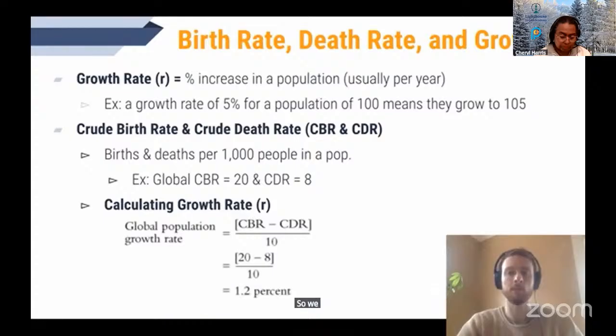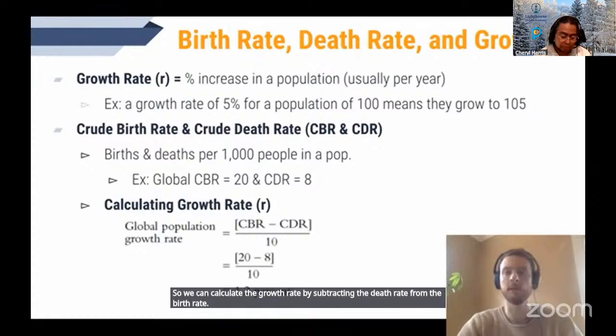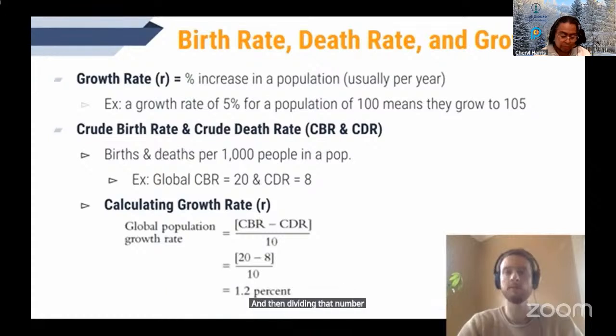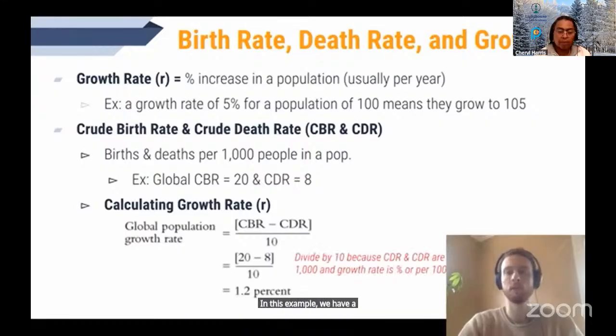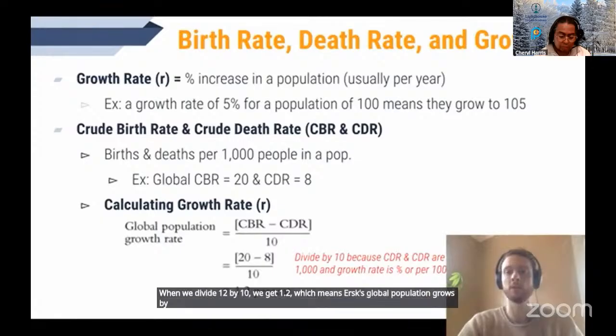So we can calculate the growth rate by subtracting the death rate from the birth rate and then dividing that number by 10, since CBR and CDR are both out of 1,000, but growth is always expressed as a percent, which literally means per 100. In this example, we have a global CBR of 20 and a global CDR of 8. So if we subtract 8 from 20, we get 12. When we divide 12 by 10, we get 1.2, which means Earth's global population grows by 1.2%.